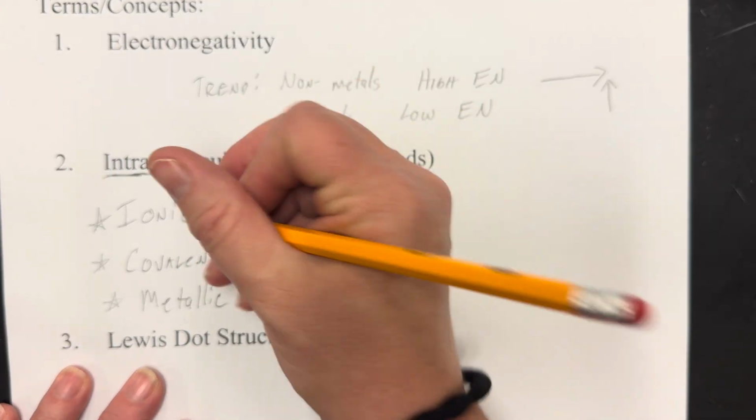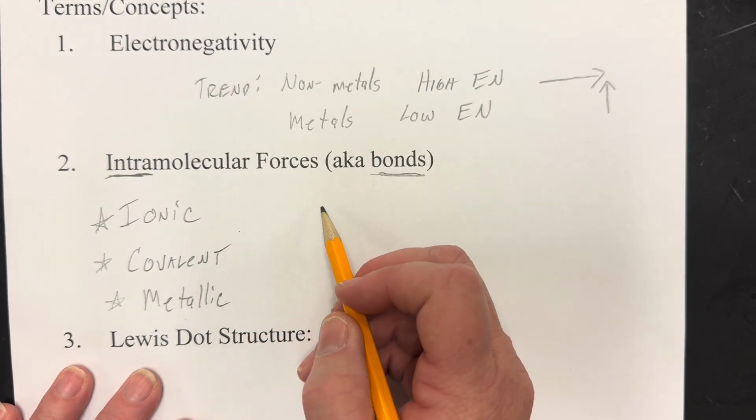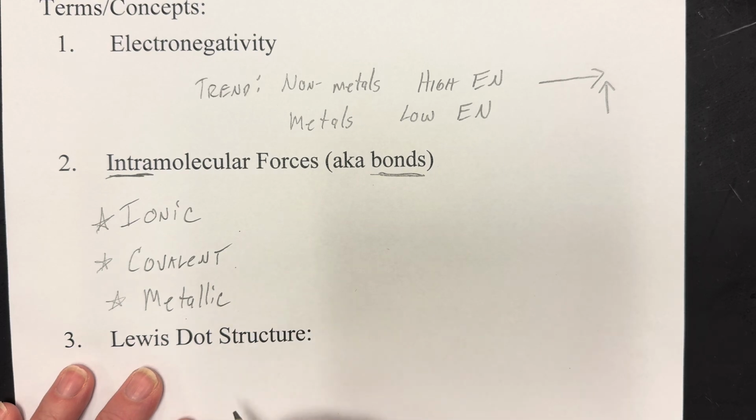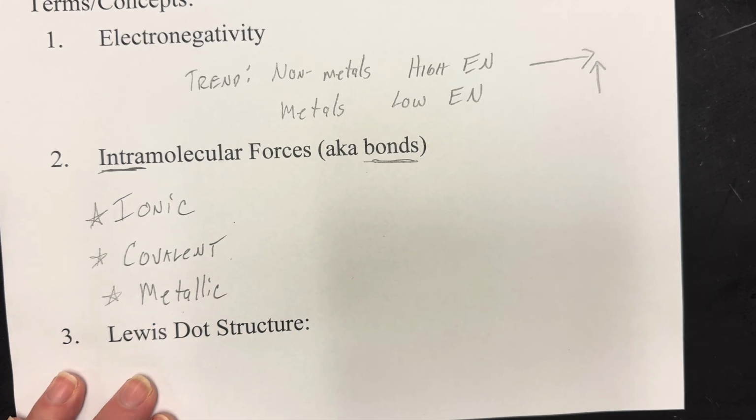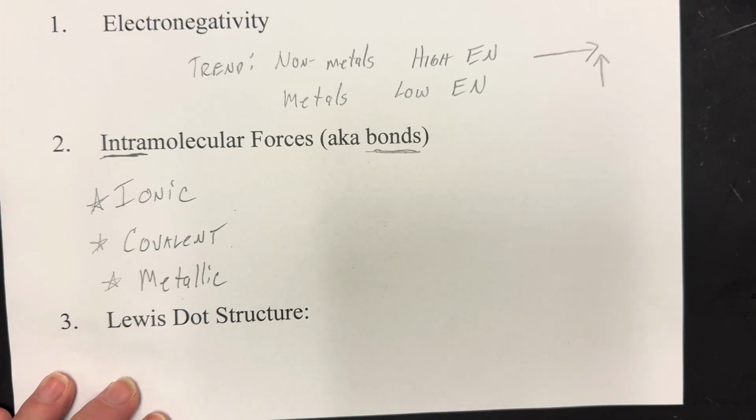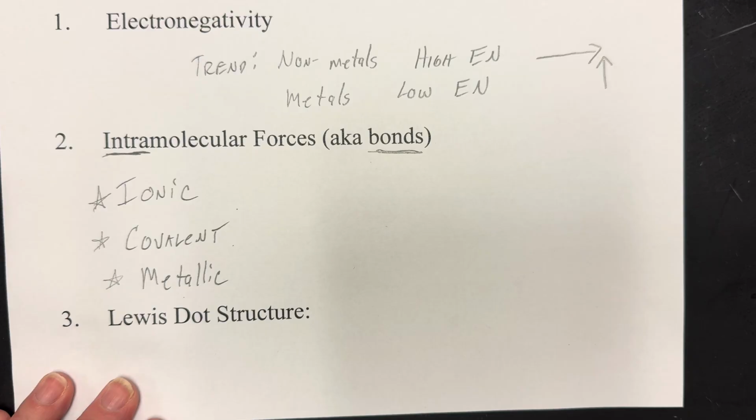Remember, ionic bonds deal with ions, so when electrons are gained or lost. Covalent is the sharing of electrons. And then metallic, we didn't spend a whole lot of time talking about metallic bonds, but it's where electrons jump from one metal atom to the next. That's why metals are such good conductors of electricity.